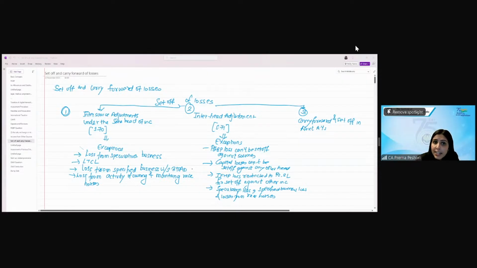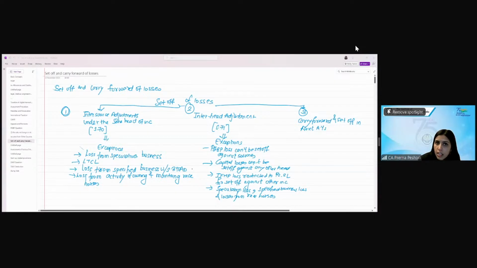Then is the inter-head adjustment. What does inter-head adjustment mean? If you are unable to set off the loss under the same source, same head, then you can set off against other heads of income. Current year loss. I'm not talking about the brought forward losses, I'm talking about the current year loss. But there are exceptions. Loss from house property can't be set off against the salary loss, isn't it? Your capital losses can't be set off against any other head of income. They can be only set off against the capital gains. Loss from house property is restricted to rupees 2 lakh for set off against any other income.